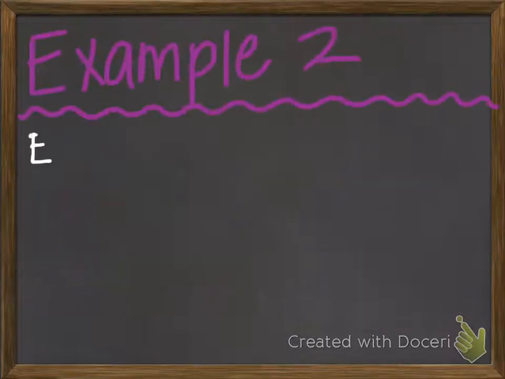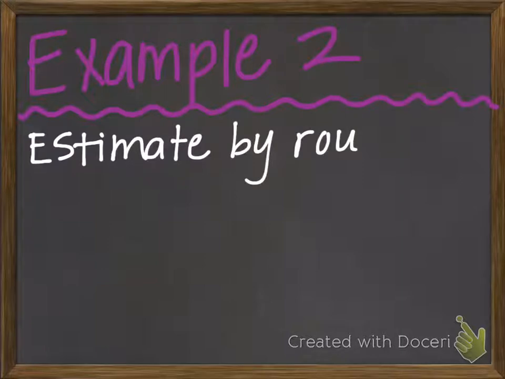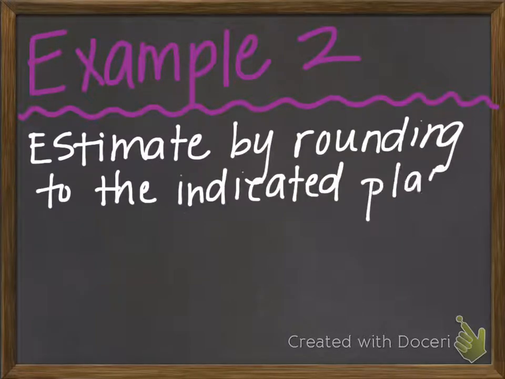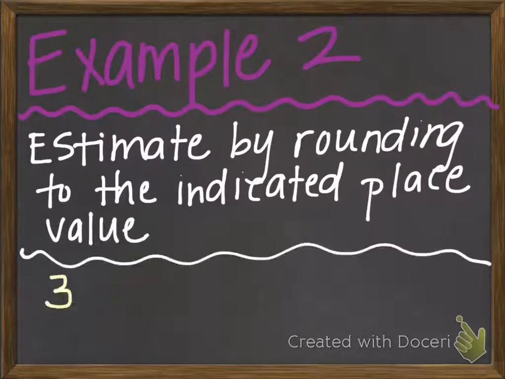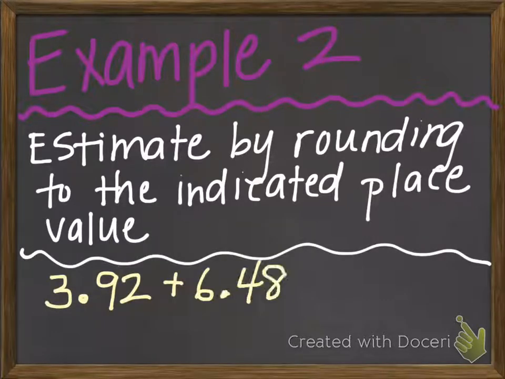Alright, moving on to example 2. For this one, we want to estimate by rounding to the indicated place value. So the first problem is 3 and 92 hundredths plus 6 and 48 hundredths, and it's telling us to round to the ones place. The ones place in this problem is right here, the 3 and the 6.